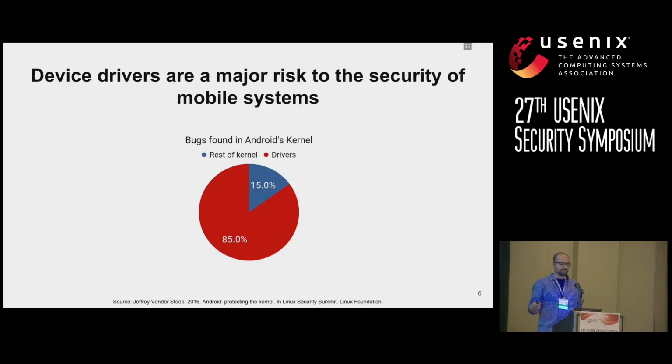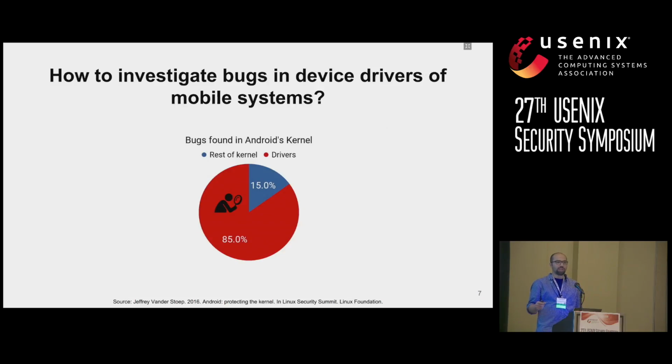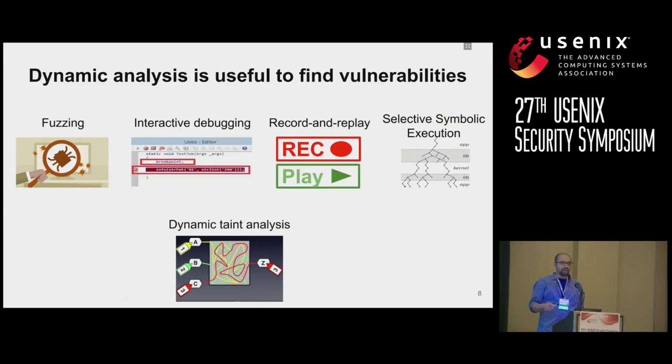The time to market for device drivers is short, and they are vulnerable to errors. A study shows that 85% of bugs found in Android kernels were due to errors in device drivers. So we need efficient ways to analyze device drivers and find bugs and vulnerabilities in them. It has been shown that dynamic analysis is very useful for finding vulnerabilities in software. There are many techniques like fuzzing, interactive debugging, record and replay, selective symbolic execution, and dynamic taint analysis, which have been used for finding vulnerabilities and analyzing them.